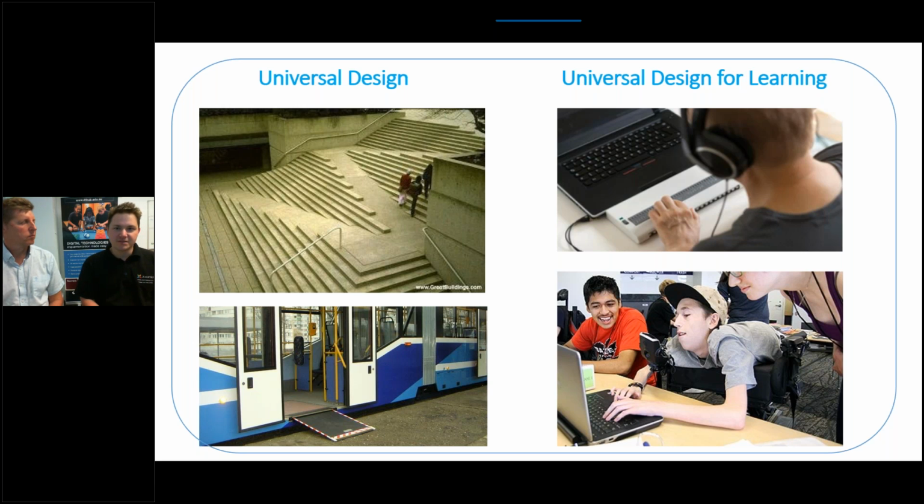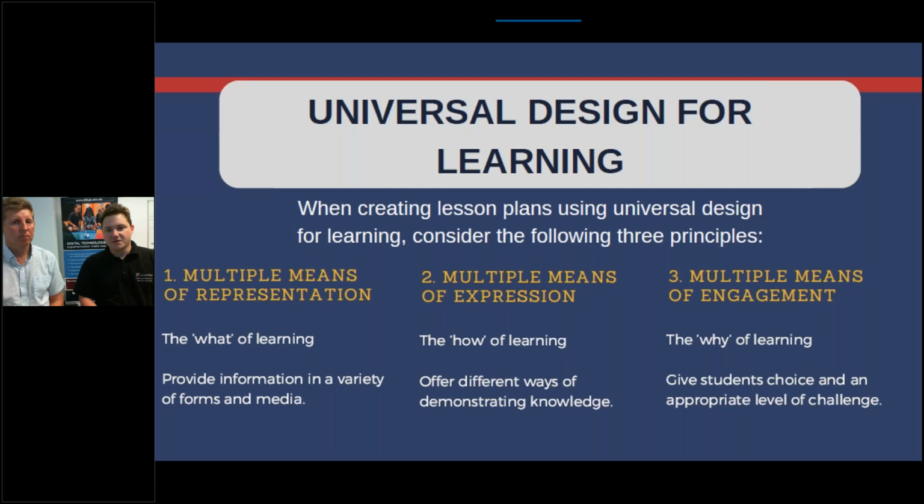That's universal design for learning: in your lesson, you're planning so that students can do the task and demonstrate the learning in a variety of ways. How UDL works is it categorizes your planning into three categories: multiple means of representation, multiple means of expression, and multiple means of engagement. Representation is sort of the what of learning. How are you, the teacher, going to provide for the students, and how are they going to access what they need to know in order to do the task or to understand the lesson?